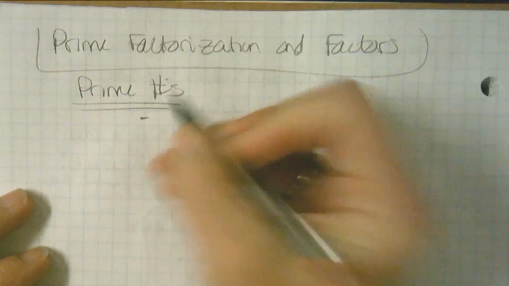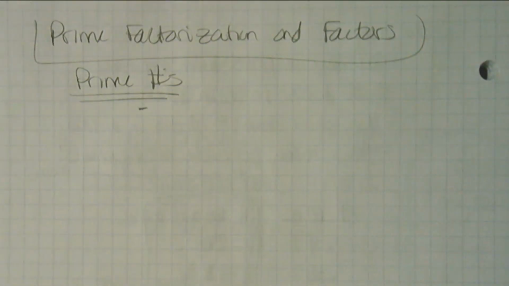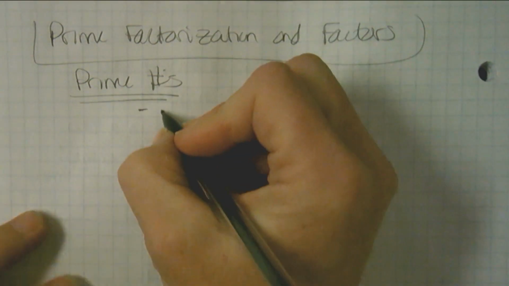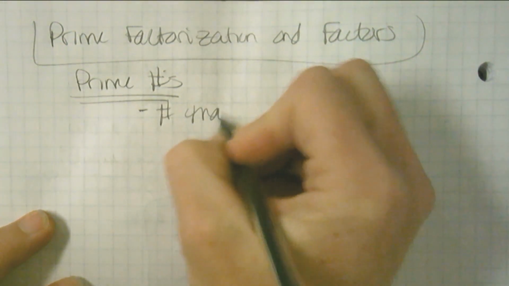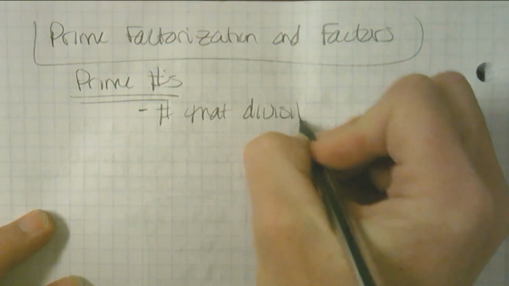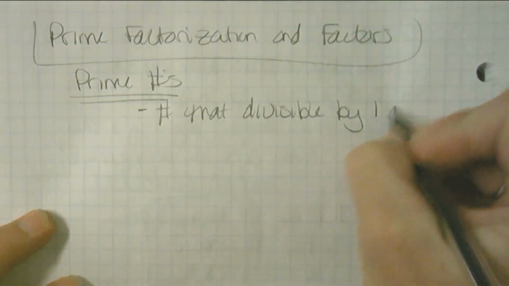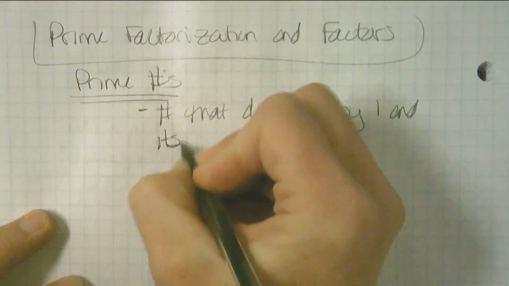If a number is prime, what does that mean? Cameron? Excellent. It's a number that is divisible by 1 and itself.